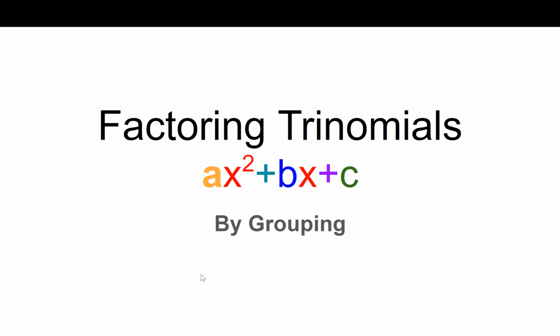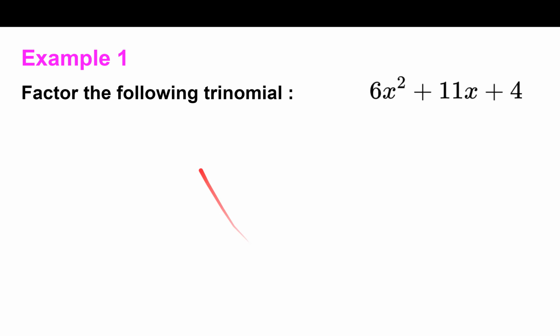Trinomial. This is the second part of factoring trinomials, and we're going to discuss today the option where a is not equal to 1. And we're going to use a method called factoring by grouping. So if I have this example, 6x squared plus 11x plus 4, you notice the coefficient is no longer 1.